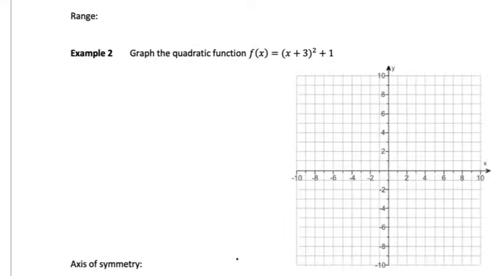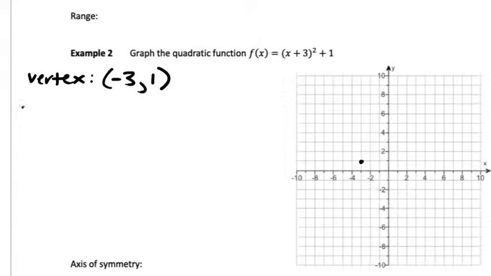Next, we're going to look at example 2. Same idea, we're going to graph the quadratic function here. So first I need to find the vertex. For this one, the vertex is going to be negative 3 for the x-coordinate, opposite sign for x, same sign for y. So the vertex is negative 3, 1. I'll plot that real quick.